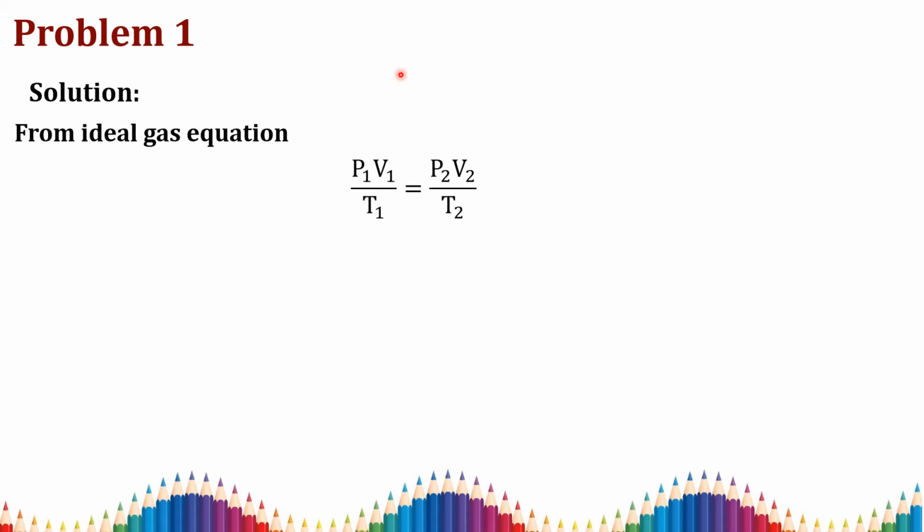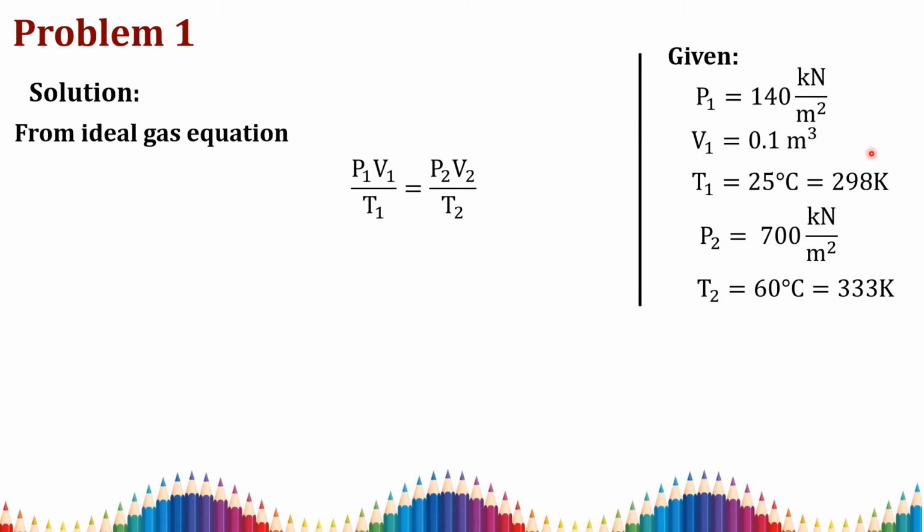The mass and gas constant are the same for the initial state and the final state. So I can write P1 V1 by T1 equal to constant, and also P2 V2 by T2 equal to constant. These two constants are equal. So I can equate and derive the equation P1 V1 by T1 equal to P2 V2 by T2.